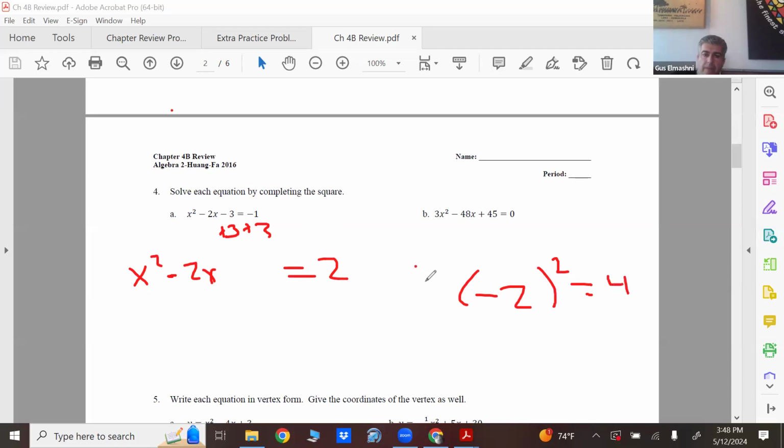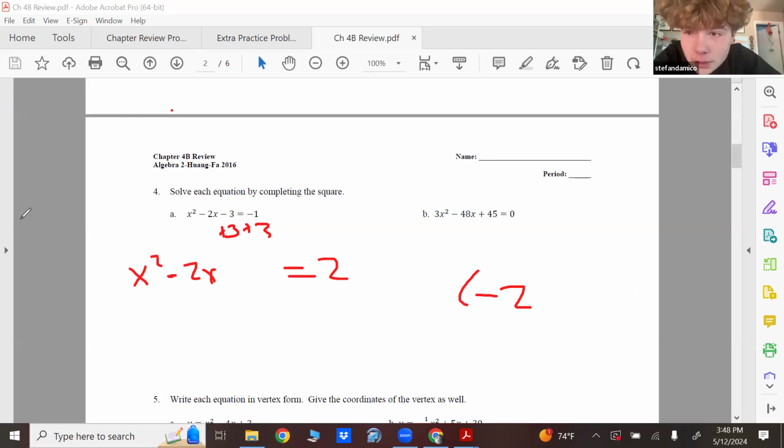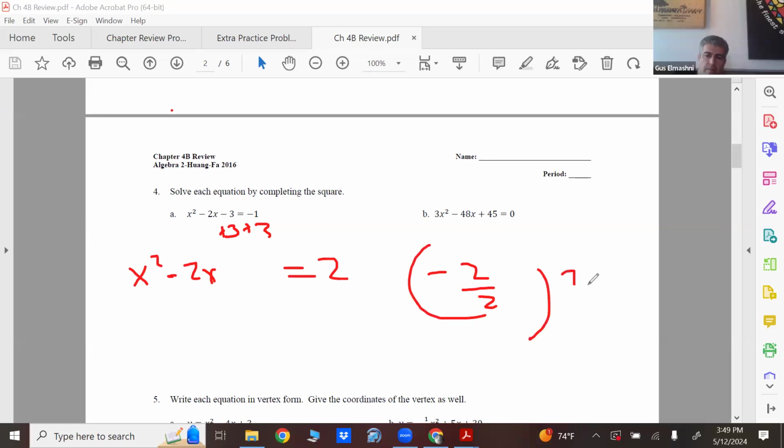You've got to take half of it. You got to square it and take... Sorry. You got to take half of it first and square it. My bad. Half of 2 is 1, then square it. So it becomes 1. So you have to add 1 to both sides. So you always take half of b, and then... or let me just write it a little differently.